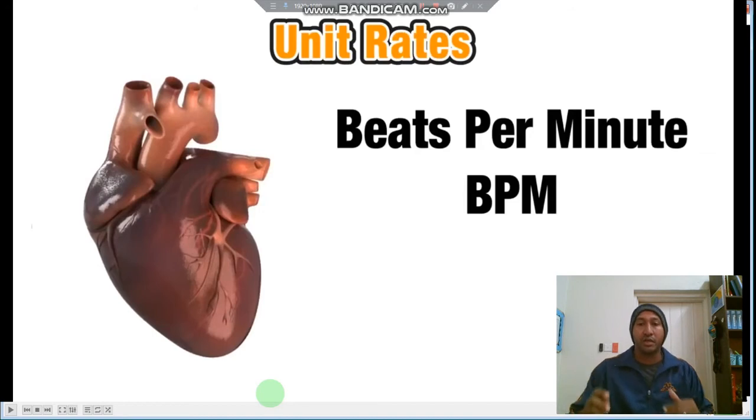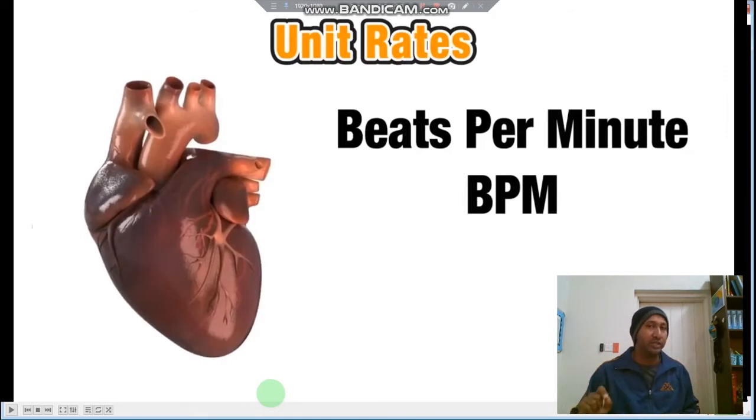So let's use beats per minute, because a minute is a reasonable amount of time to measure your heart rate against. You wouldn't say beats per year, because now we're going into the millions. You wouldn't say beats per second, because you might not even register 1 beat per second when you're fast asleep. So a beat per minute is a reasonable amount of time. It's very important that you pick your unit sensibly.